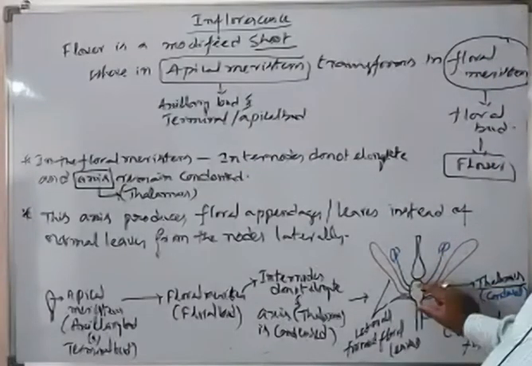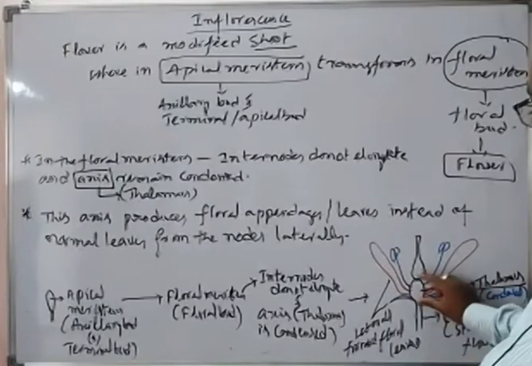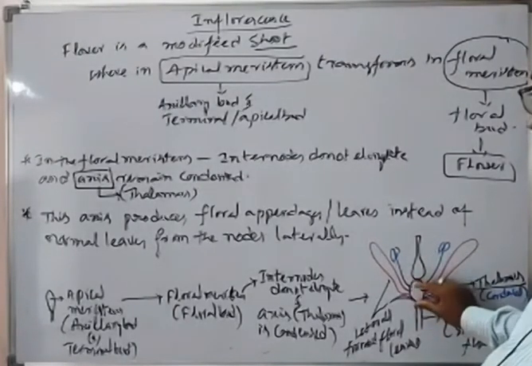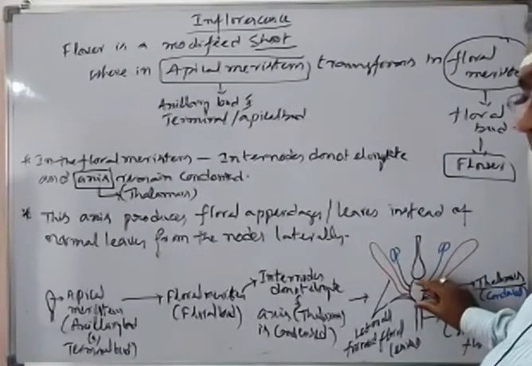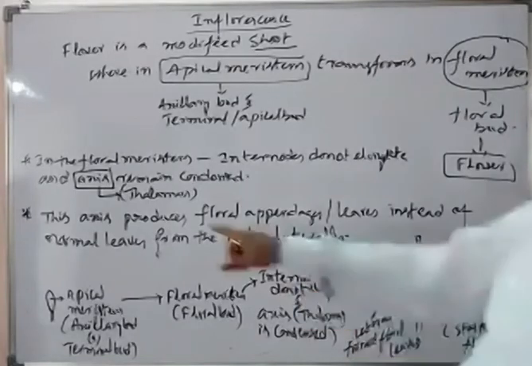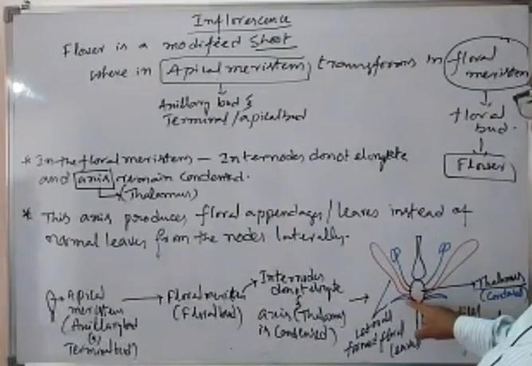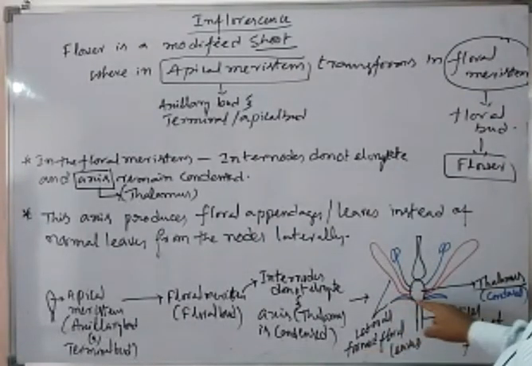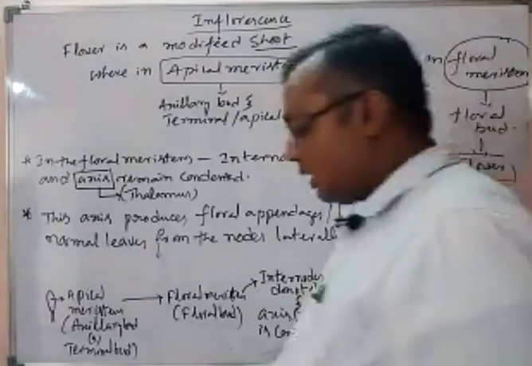What is thalamus? Condensed tip of pedicel. Condensed tip of pedicel is thalamus. The thalamus remains condensed. Internodes are not elongated. So nodes are present very close to each other. And this axis produces floral appendages or floral leaves instead of normal leaves from the nodes laterally. See, laterally it forms floral leaves. This is what the origin of the flower.